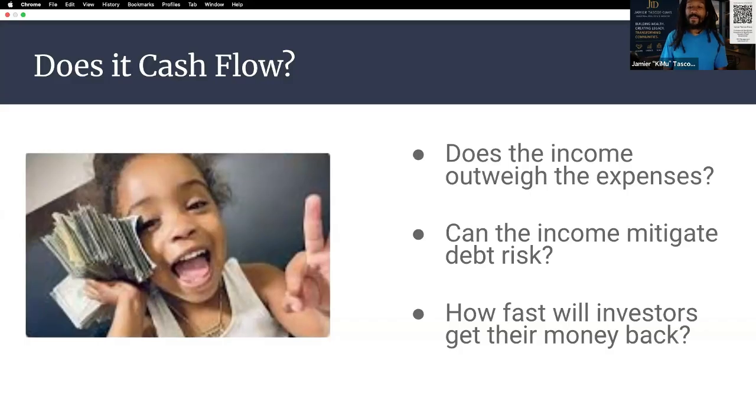It's the same thing. And then we also want to know how fast we can get investors' money back. That's why we want to make sure that it cash flows, because most of the time you're going to get investors who want to get paid quarterly. They may want to see their return in 5 years. That's very common in the commercial space. I want to see my return in 5 years. You might get people who are okay seeing their money come back to them in 10 years.